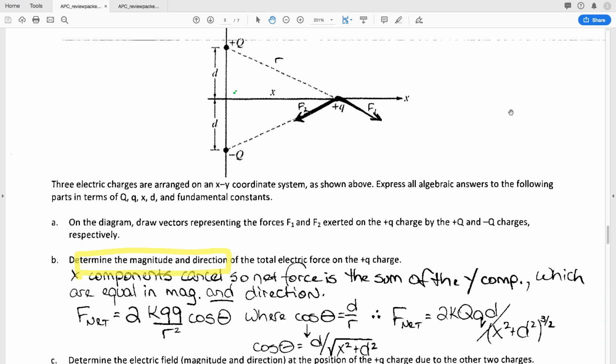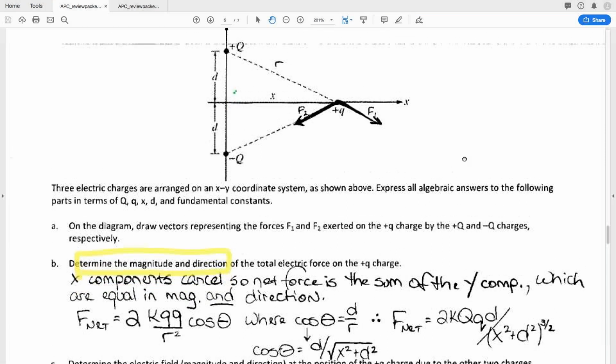Why is that doing that? Give me 1 sec here. I don't know, my pen's behaving a little weird.